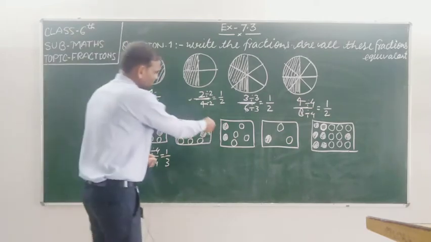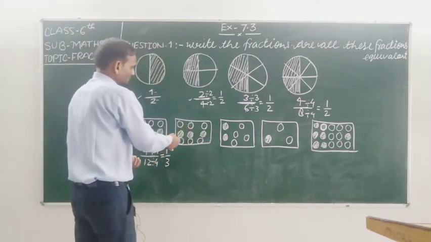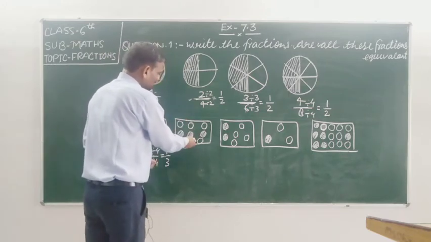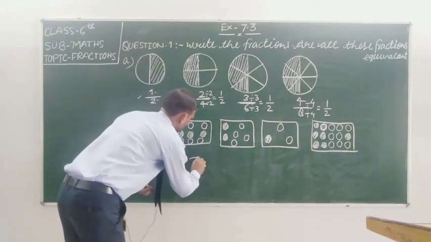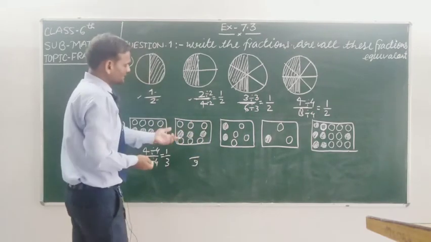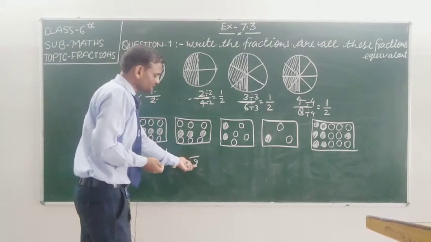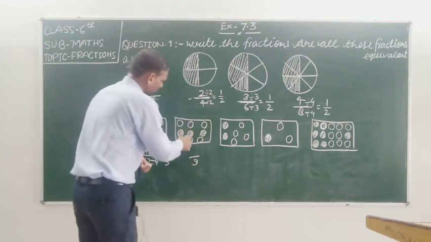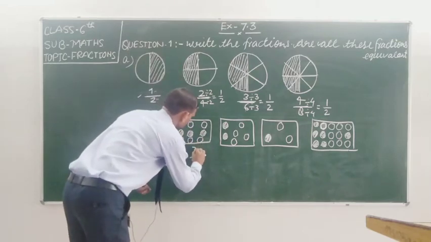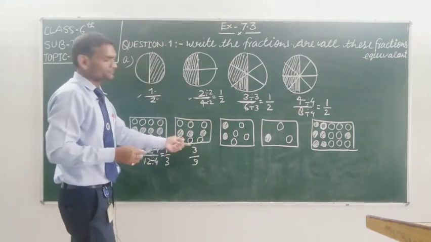And for this figure, firstly we write the fraction. The total number of small circles is 9. So we write 9 below the division bar. And out of 9 circles, 3 circles are shaded. So we write 3 above the division bar.